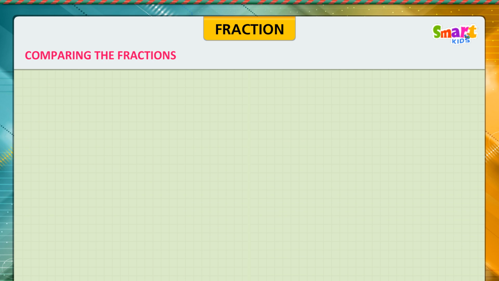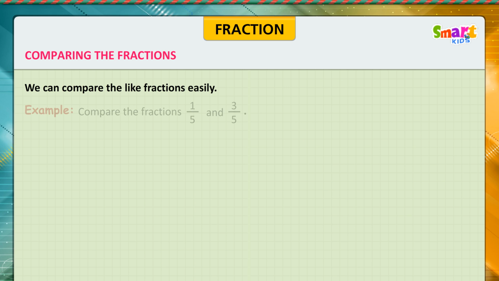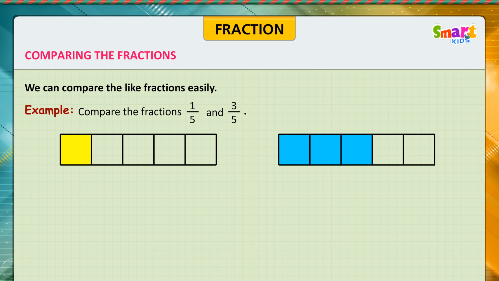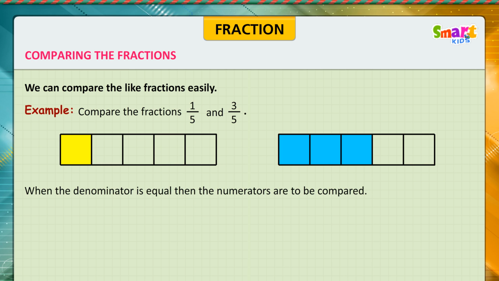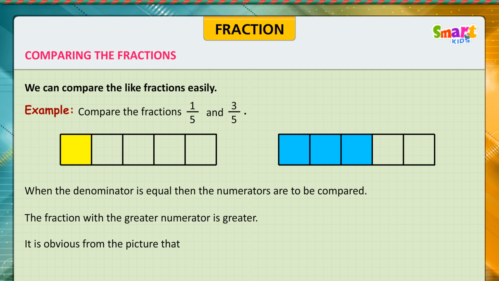Comparing the fractions. We can compare the like fractions easily. For example, compare the fractions 1 by 5 and 3 by 5. See the pictures. When the denominator is equal, then the numerators are to be compared. The fraction with the greater numerator is greater. It is obvious from the picture that 3 by 5 is greater than 1 by 5.